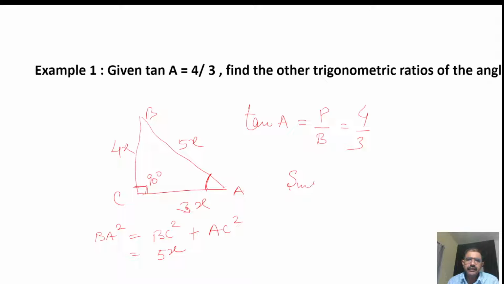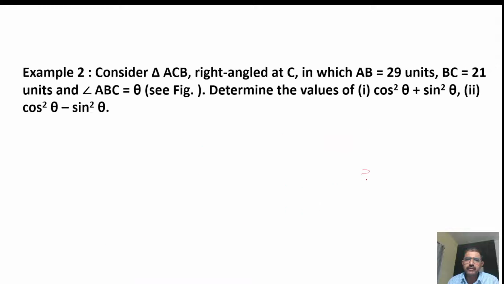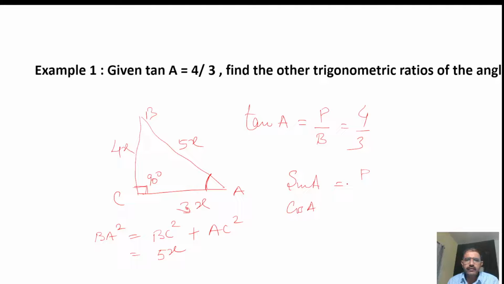What will be sin A in this case, and what is cos A? Sin A is basically perpendicular upon hypotenuse. The perpendicular here is 4x, so it is 4x upon 5x, which becomes 4 by 5. So sin A will be 4 by 5.